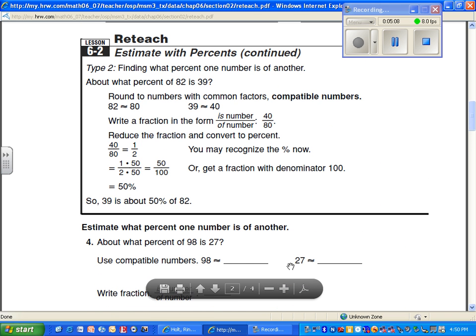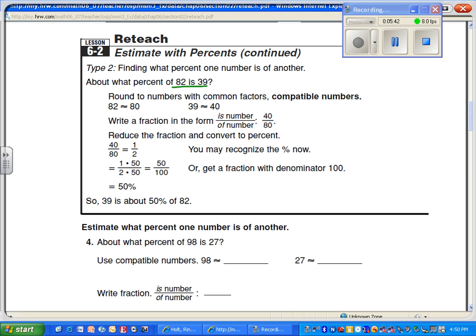Let's look at finding what percent one number is of another. Now, instead of finding a percent of something, we want to find out what the percent is. And this may go back to what you learned last year with that proportion: percent over 100 equals is over of, or part over the whole. So we are looking at that proportion right here. Let's look at the example that they show first here. We have about what percent of 82 is 39.